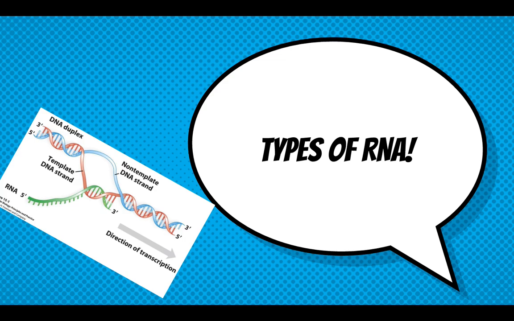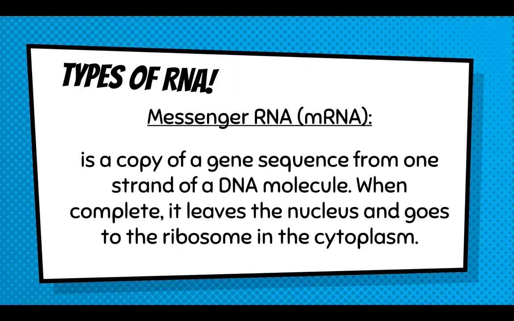Now, there are a few different types of RNA that become very important when we're talking about making proteins. So the very first type of RNA is called messenger RNA. It is a copy of a gene sequence from a single strand of a DNA molecule. It's just a copy of one segment. When it is done, it's the part that leaves the nucleus and goes to the ribosome, either in the cytoplasm or on the rough endoplasmic reticulum.